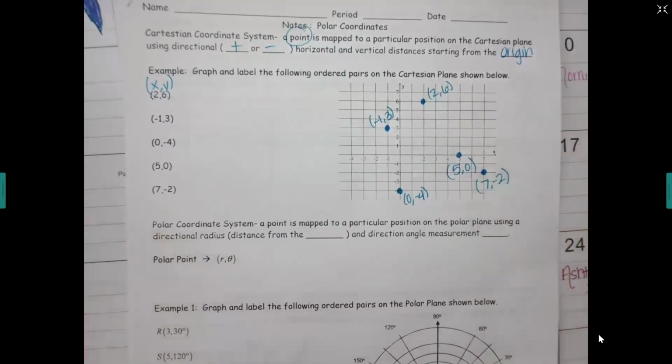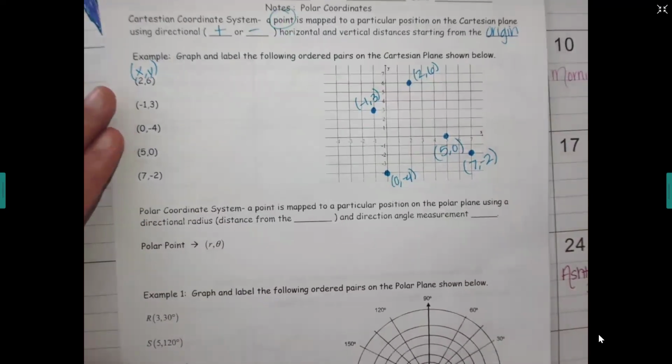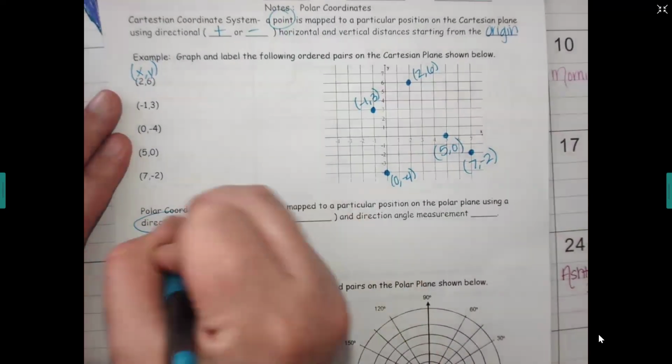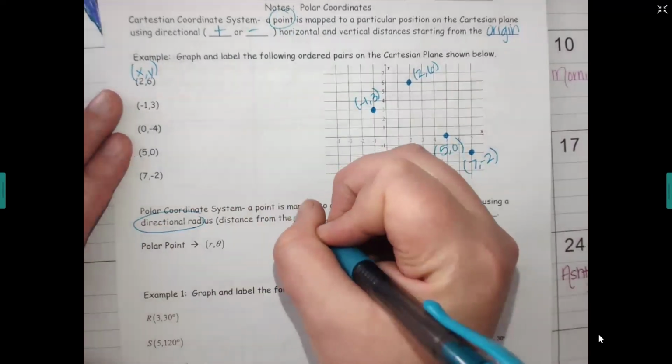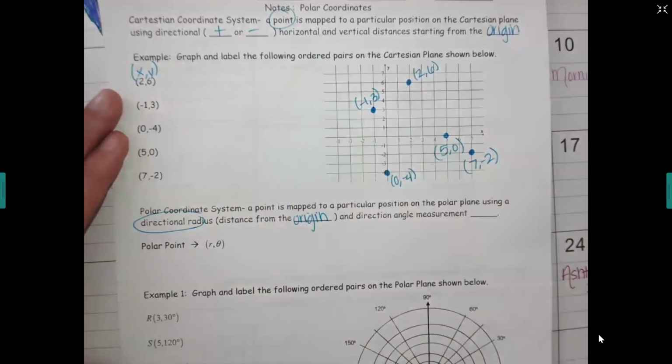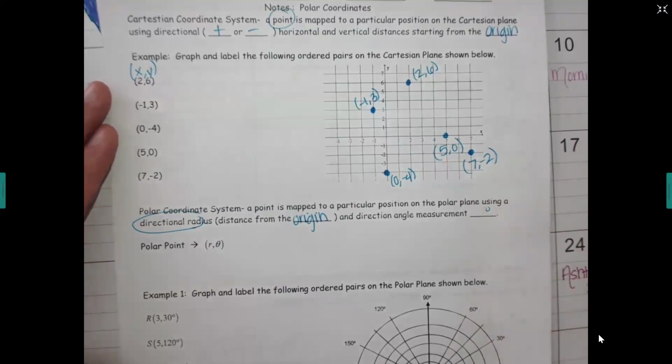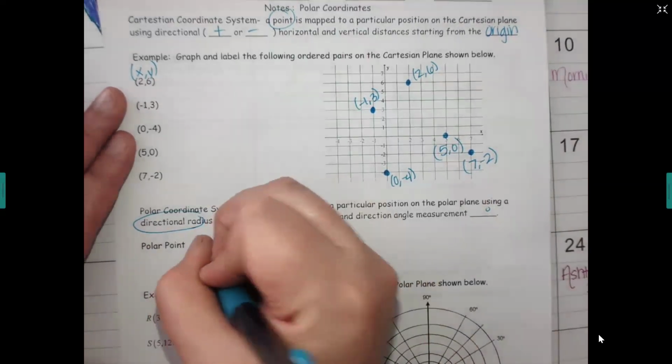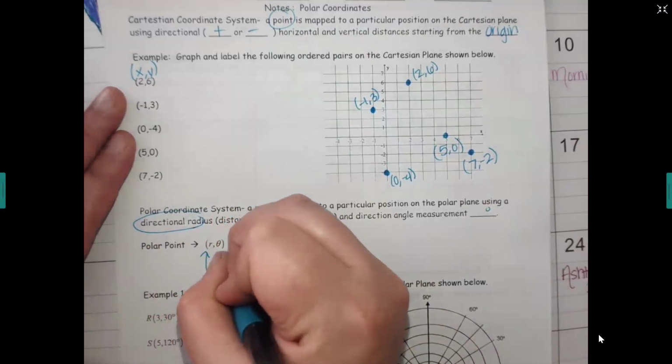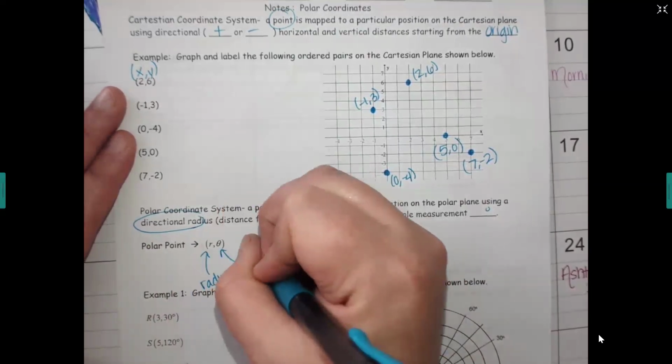Okay, so today we're going to talk about a different form of mapping points. So rather than using an X and a Y, you're going to use an R and a theta. Okay, the R is going to be a directional radius, and it is still measured from the origin. And then the angle is going to be your theta. Okay, and the good thing is that it's still going to be measured from the exact same place it was measured from on the circle. So this is going to be your radius. This is going to be your direction.